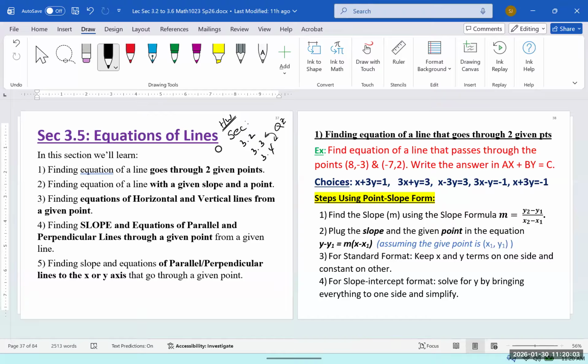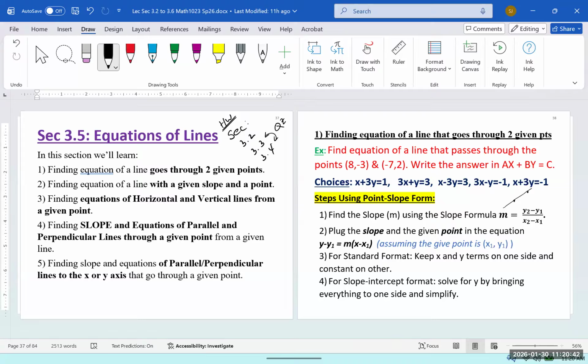For 3.5, we are going to learn to find the equation of a line based on some information. First thing is, if 2 points are given, let's say we have 1 point here and 1 point there, how to find the equation of the line that goes through these 2 points. To find that equation, I wrote down all the steps. So if you follow these steps, you can find the equation easily.